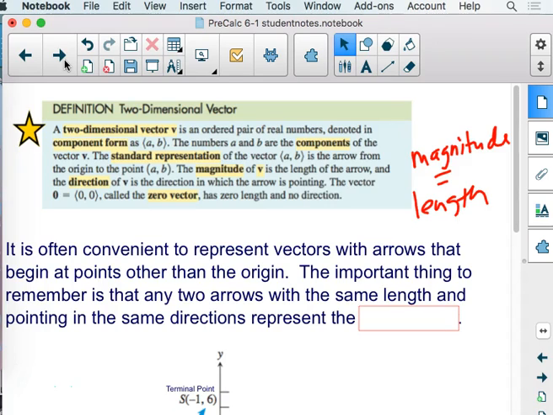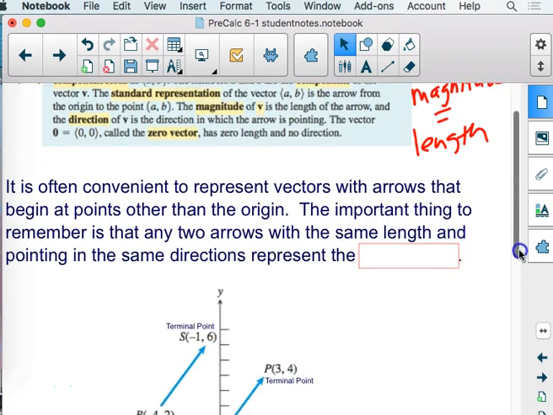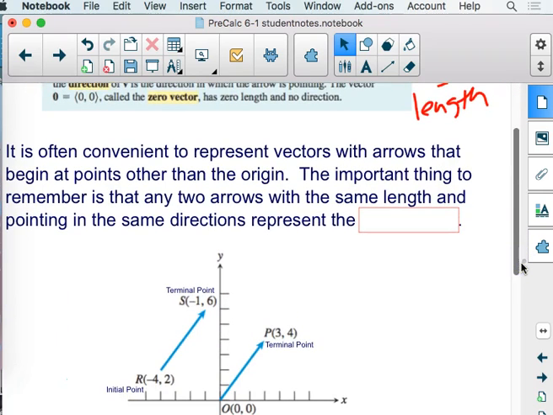Where is this going? The vector for the origin, 0, 0, is called the zero vector. It doesn't have length, it doesn't have direction. Basically, it's just a point. But because we have to have that for the definitions to work, 0 is called the zero vector. It is often convenient to represent vectors with arrows that begin at points other than the origin. And the important thing to remember is that any two arrows with the same length and pointing in the same direction represent the same vector.